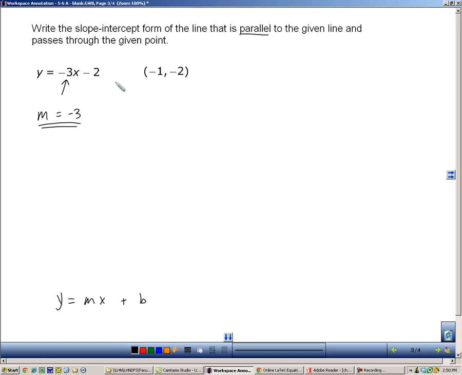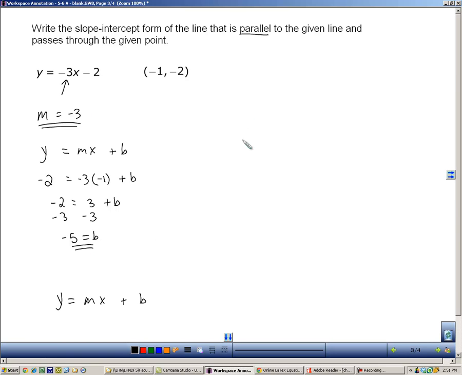We can use this point and this slope to find the b, if you remember how to do that. You take the m and plug it in, and the x and y and plug it in there. So negative 2 goes in for the y, negative 3 for the m, and negative 1 for the x. And you remember this from a couple sections ago. We use this information to solve for b. Negative 3 times negative 1 is positive 3. And then I will subtract 3 from both sides. So negative 5 equals b. So there's my b. b is negative 5.